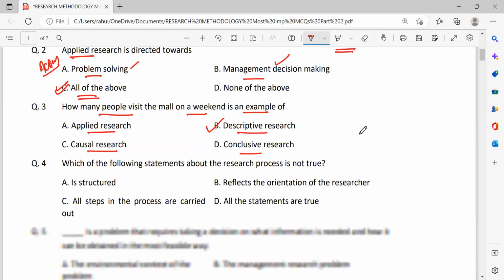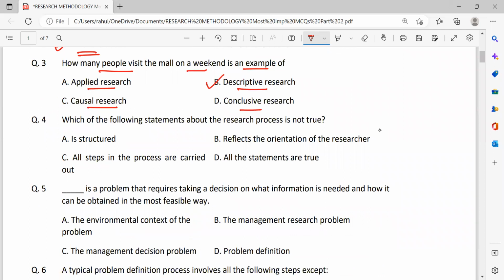Question number 4. Which of the following statements about the research process is not true? We need to answer here which is not true. It is structured, yes. Research process must be structured. It reflects the orientation of the researcher, yes. It is also true. All steps in the process are carried out. It is meaningless, right? It is not true. Option C is the correct answer for this, meaningless.